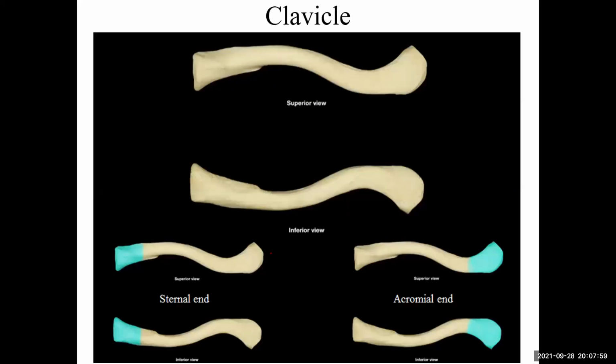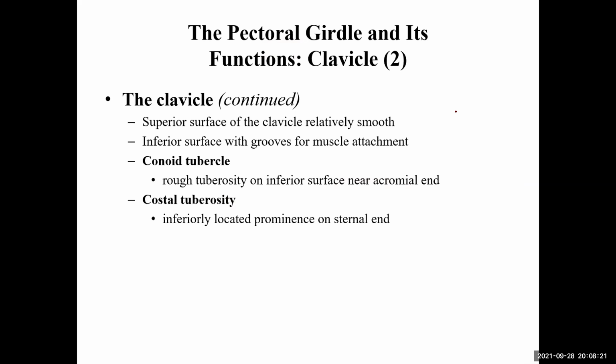So here you can see your clavicle. The sternal end, you have this pyramidal shaped end here, and that's going to articulate with the sternum. And then this broad flattened end, that's the acromial end. That will articulate with the acromion process on your scapula. All right, some of these structures you'll need to know for lab, but some you won't. This one, you do need to know. It's called the conoid tubercle. Pay close attention to the spelling of that.